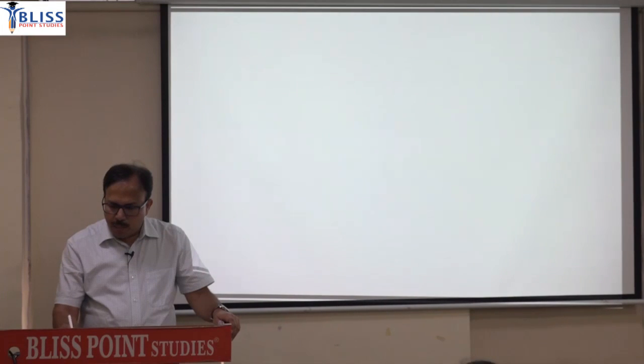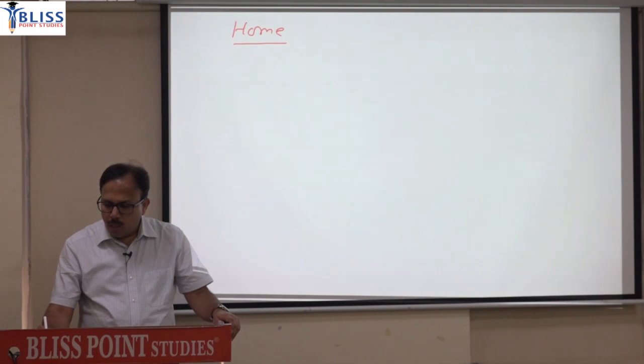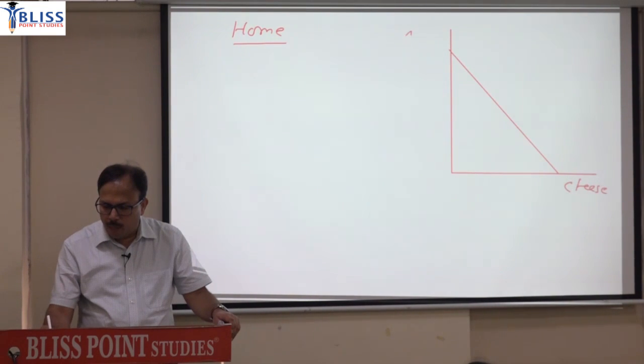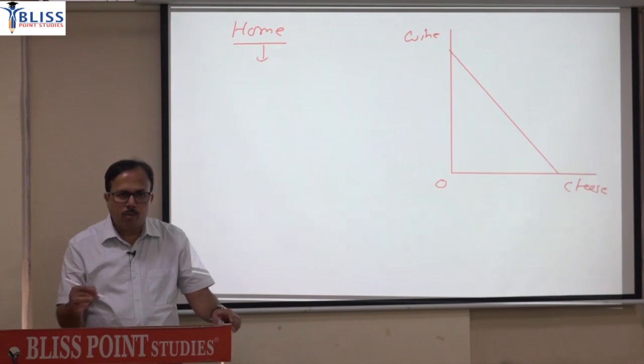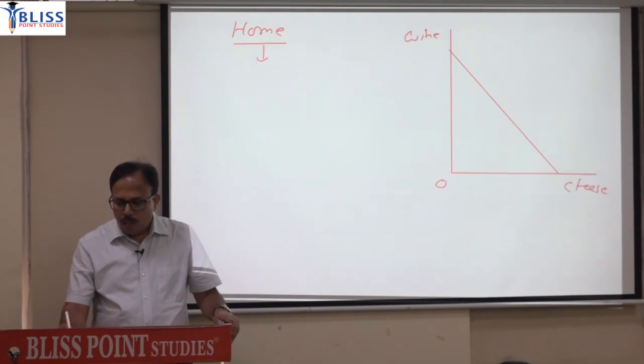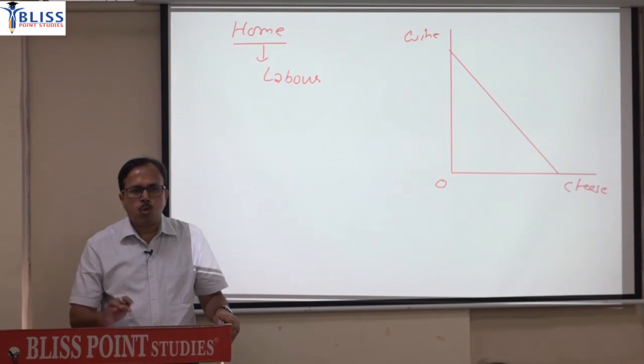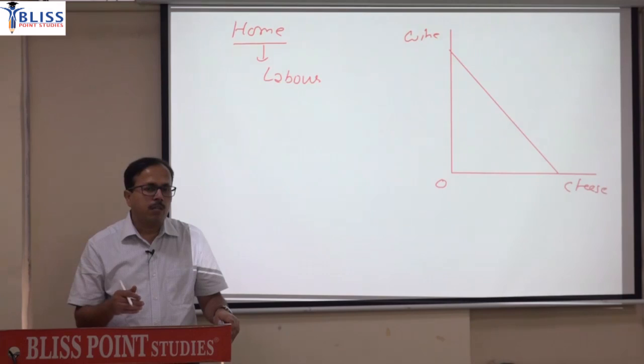Now come back to the basic part again. So far what we have explained, again we are referring to the home country. In the home country there is a given production possibility curve, and that is representing some quantity of cheese and wine that can be produced. Home country has only one factor of production, labor. Labor can be used to produce cheese, labor can be used to produce wine. Which product will the country actually produce?